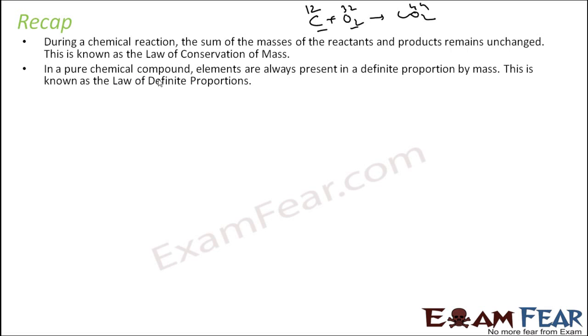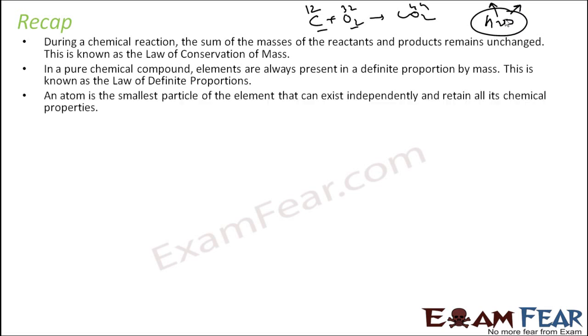The second thing we studied is that in a pure chemical compound, elements are always in a definite proportion. For example, you take water from any source, from a well, ocean, or river, it doesn't matter. You'll always have two atoms of hydrogen and one atom of oxygen combined to form water. This is called the law of definite proportion.